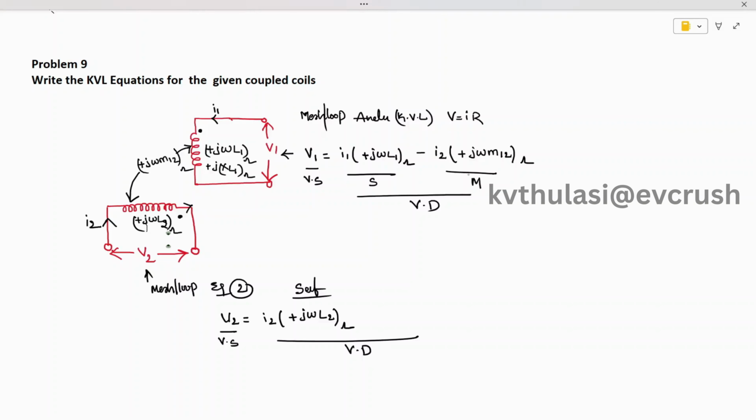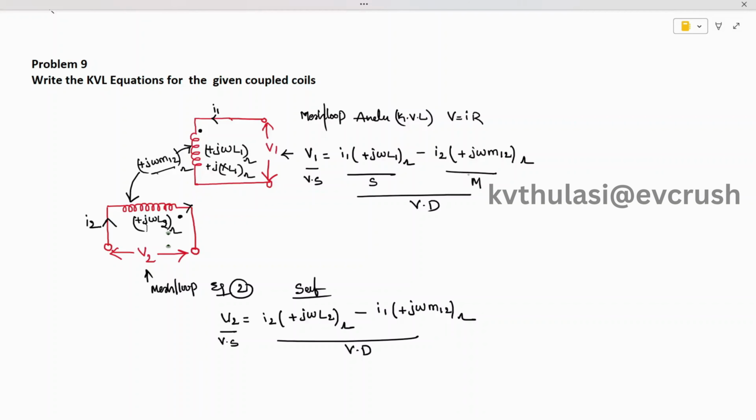Now you can see the second coil is linked with the first coil with a mutual inductance of M12. Here the current is leaving the dot, and here the current is entering the dot. Therefore the mutual inductance has a negative polarity, and you write the drop as I into R. The mutual inductance in the second coil is due to the first coil current. Already I told you, mutual means due to another coil. So I1 into R, where R is plus j omega M12 ohms. This is the form I into R.